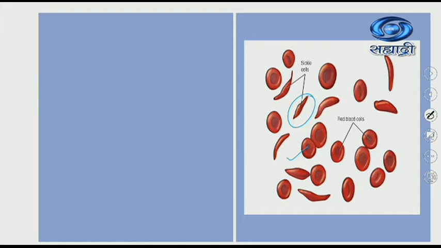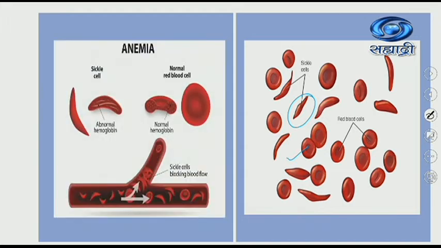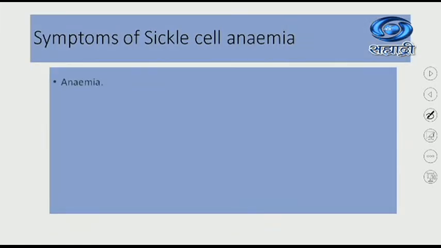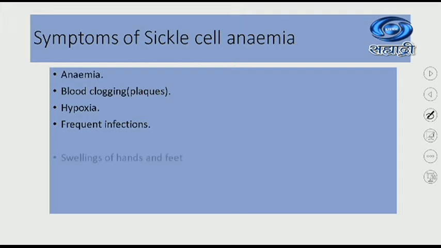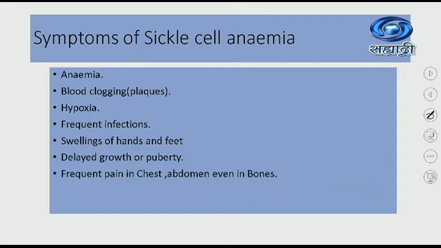The lesser the space, the lesser the concentration of hemoglobin, and then these RBCs start clogging and will block the blood flow. Other symptoms are that this person will become anemic because of less iron, less oxygen. Clogging will take place, hypoxia condition because less oxygen is supplied, frequent infections, immunity is less, swellings of hands and feet will occur, delayed growth or puberty, frequent pain in the chest, abdomen, even in the bones will occur. So this is all occurring in sickle cell anemia.